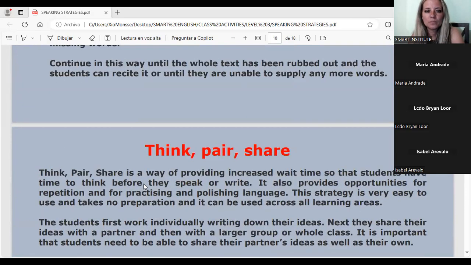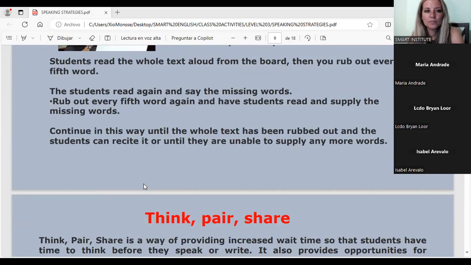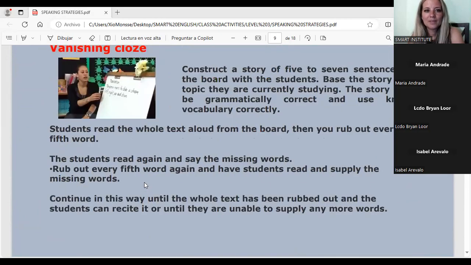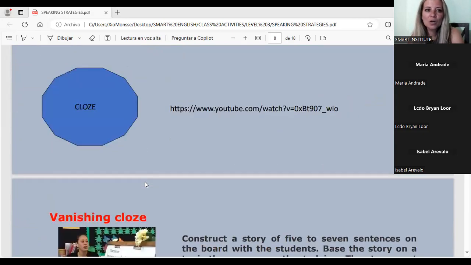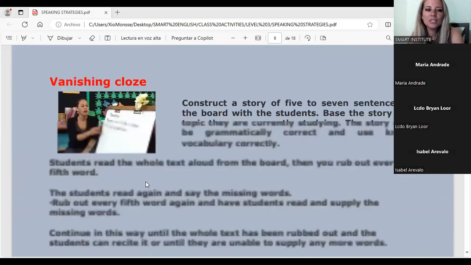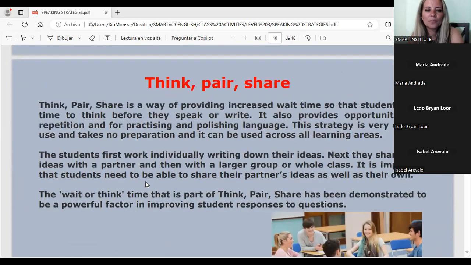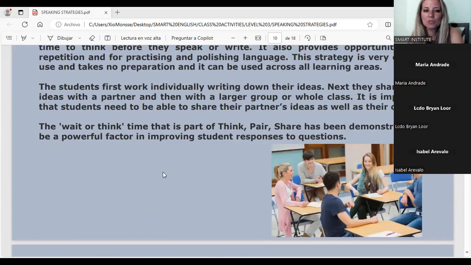I like it all. They are like new strategies that I'm receiving, so they are to keep in mind and apply in classes. Okay, but what do you like the most? Vanishing clause? Close. Close was the disappearing definition? No, close. That was I like it most. Vanishing clause, okay, in which you erase the words.